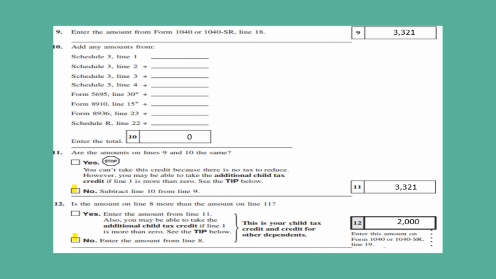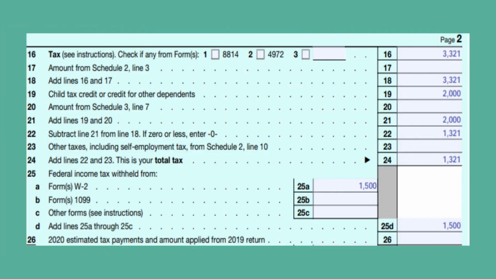Subtract line 10 from line 9 to arrive at $3,321 on line 11. Since that is more than $2,000, your child tax credit is $2,000 on line 12. You do not have to attach this worksheet to your return. Put the $2,000 on line 19 and carry that down to line 21. Subtract that from line 18 to arrive at $1,321 on line 22. Since you have no other taxes, line 24 will be $1,321.